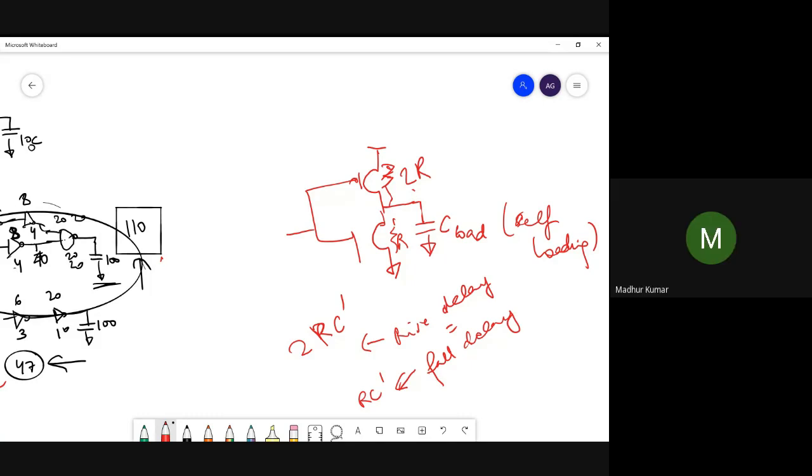Okay, sir. Because C varies, that is why we try to at least keep the resistances fixed, so that our fall and rise times are the same, equal. Yeah, we want to keep the resistance the same so that whatever the C load is, for that particular C load, when I finally have RC load at both rise and fall, the delays would be equal.